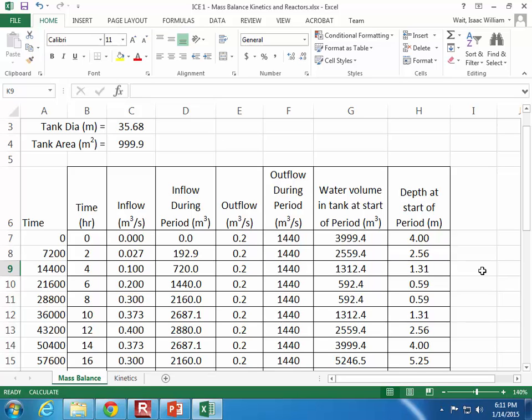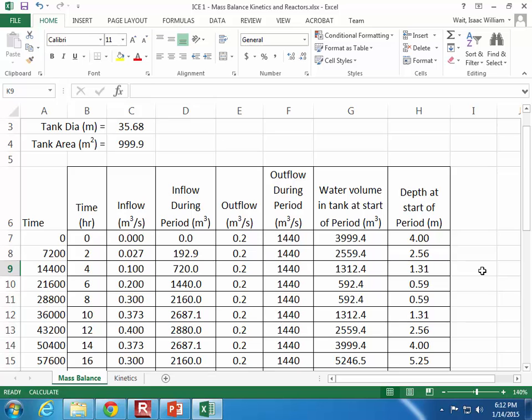The outflow is constant. That's given in the problem statement. It's always 0.2 cubic meters per second, and so you do the same thing here. Outflow amount during that increment. And so it's 0.2 cubic meters per second times 7,200 seconds, and then it gives you the flow out.